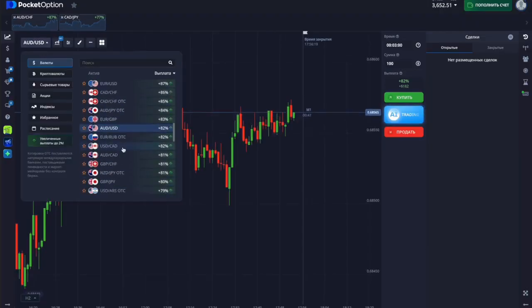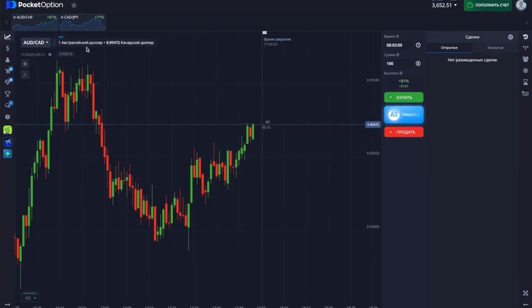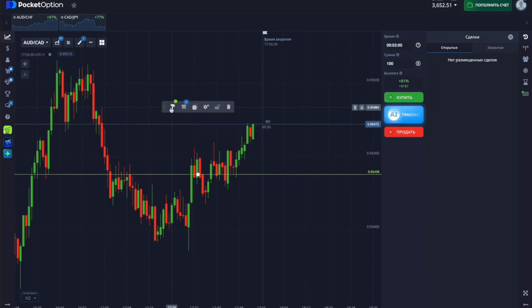But sometimes, I sit here for 10 minutes, go through all the currency pairs, and realize that right now there's no option to open a trade. This will happen to you as well. I didn't know this when I first started trading.